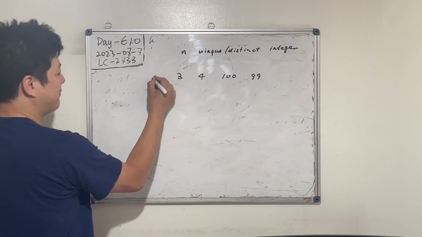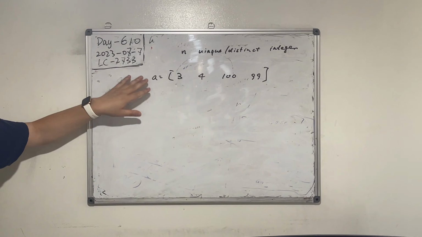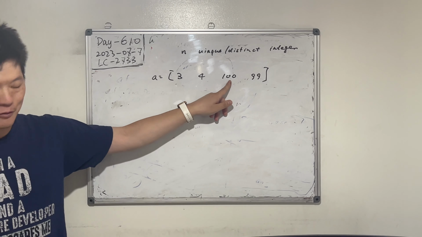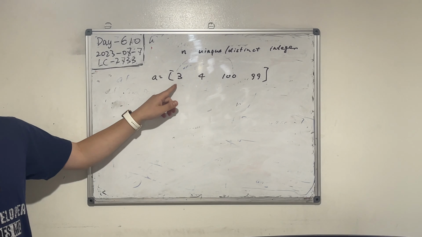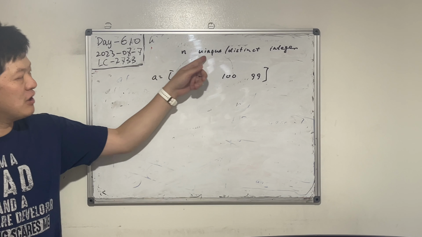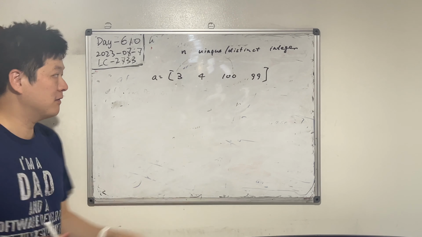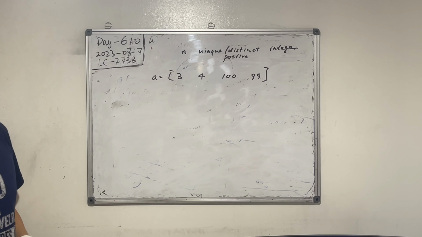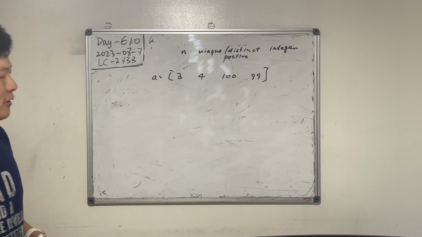For example, this is array A. Given this array, the maximum is 100, the minimum is 3. I want you to come up with an algorithm that returns a number that is neither of these. So you can give me 4 or you can give me 99. Okay? N unique positive integers. If no such number exists, then we return -1.